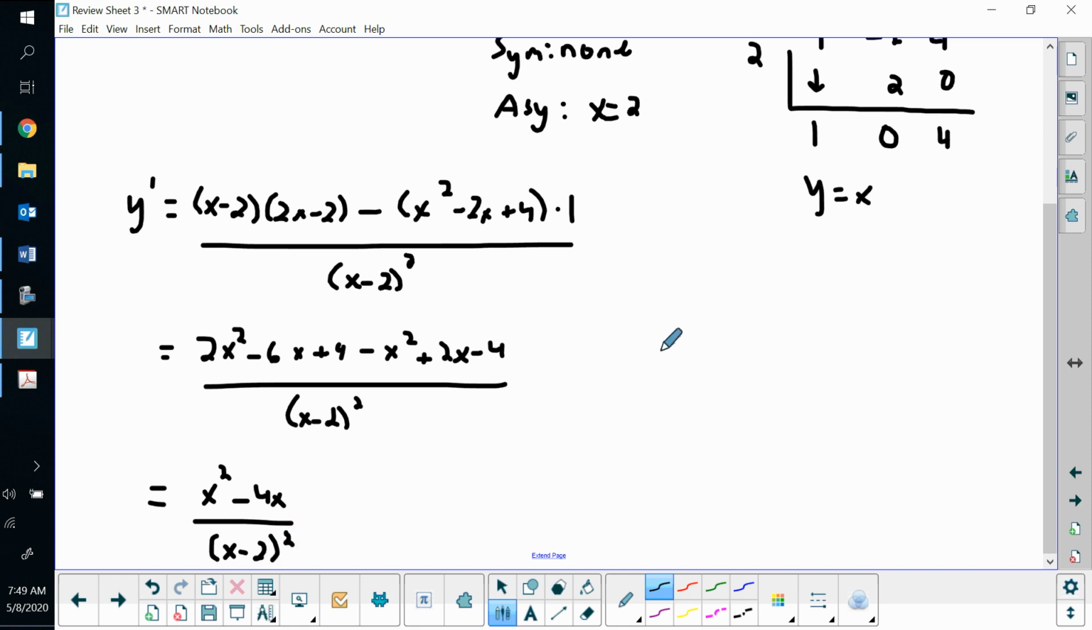So we'll now do our number line. On the number line, you have to put anything that makes the derivative not exist. So in this case, 2 would make the derivative not exist. And anything that makes the derivative 0. Well, a fraction is 0 when the top is equal to 0. So I'm going to go ahead and pull out an x. So this is 0 when x equals 0 and when x equals 4.